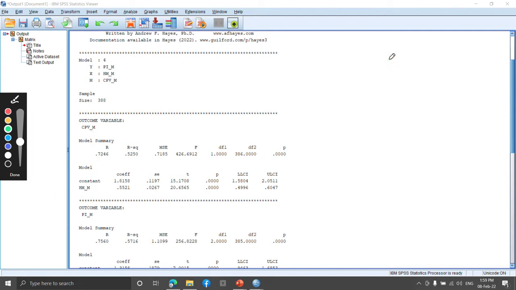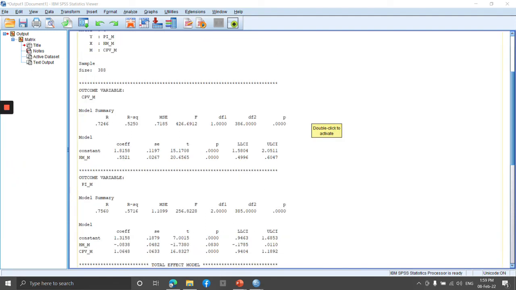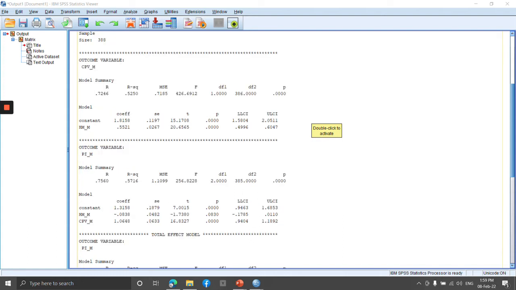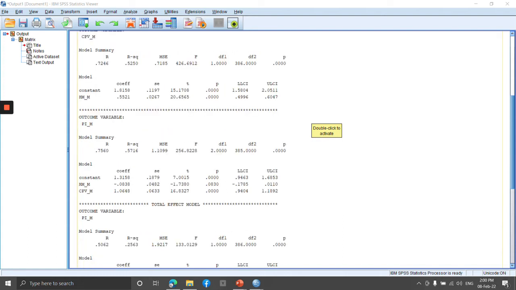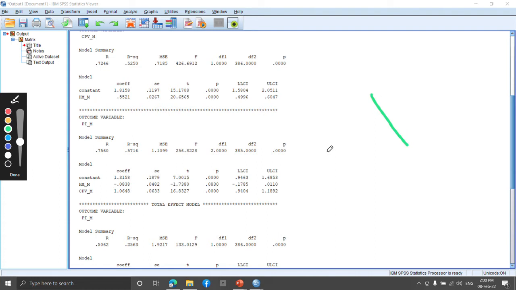Now we have to test the significance of the other 2 parts. This is CPV. The outcome variable is CPV, our dependent variable. We already tested this one. Now we have to test the relationship between the mediator and the dependent variable, and the independent variable and the dependent variable. Graphically, these 2 parts we have to test.